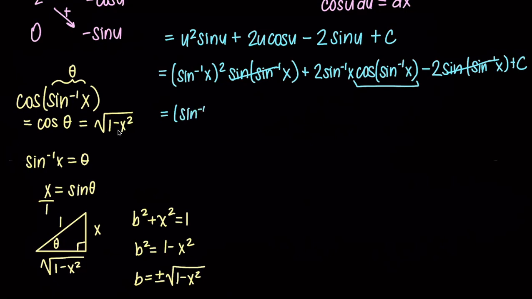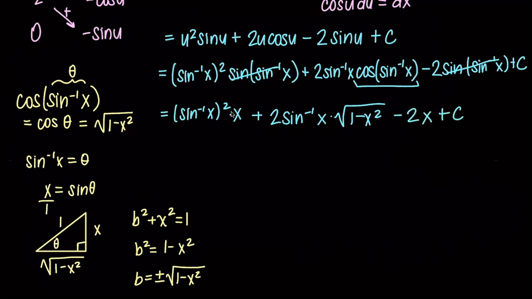We'll have sine inverse of x squared times x. So sine of sine inverse of x is just x. So this is times x plus 2 sine inverse of x, and then times the square root of 1 minus x squared minus 2x plus c.